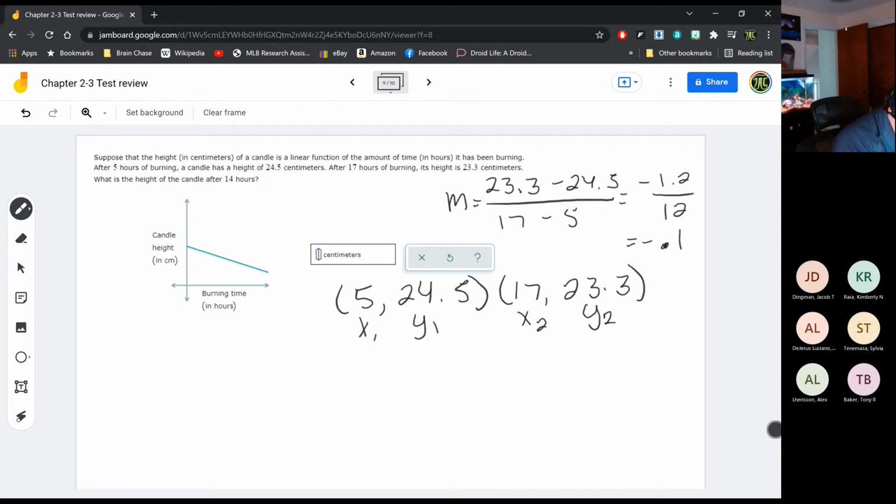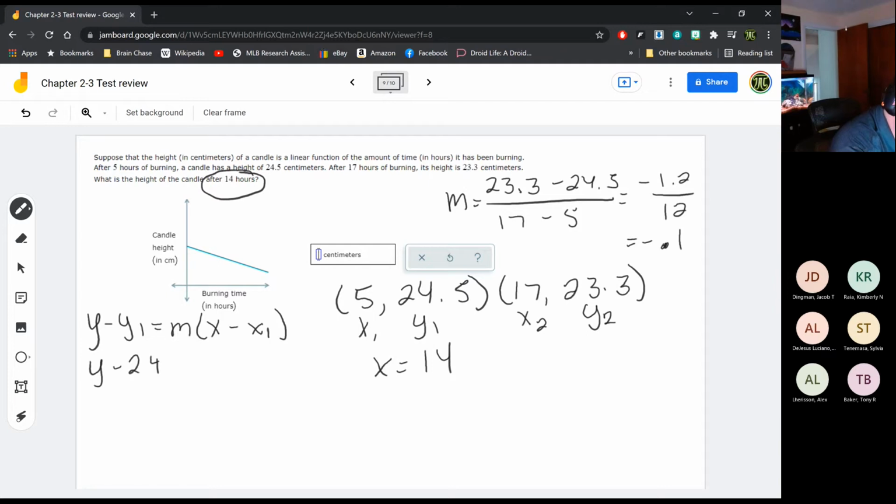So now we're going to use the one other piece of information I have. They want to know the candle height after 14 hours. So my x value is going to be 14. So now we're going to plug in all this information into the point slope equation. I have y minus y1 is m times (x minus x1). So y minus 24.5 equals negative 0.1 times x, which is 14, minus x1, which is 5.